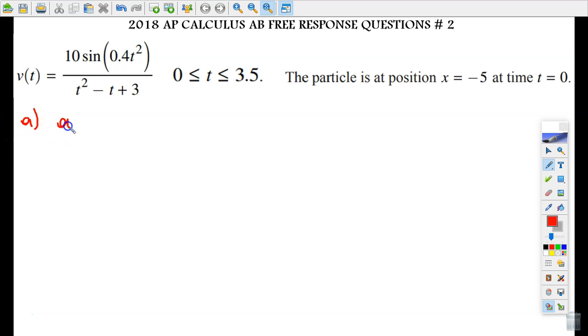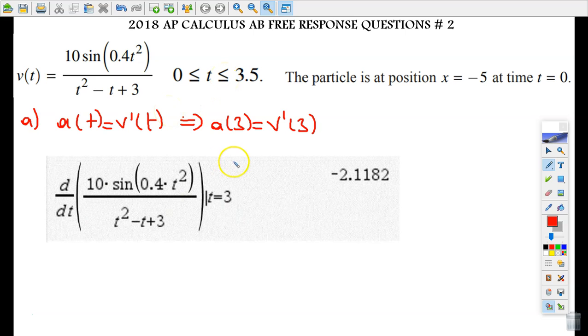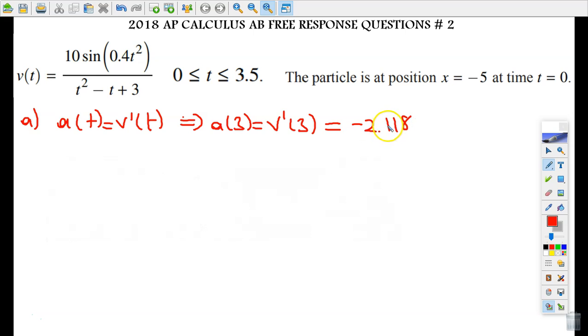We know that acceleration is the instantaneous rate of change of velocity. So a of 3 is going to be equal to v prime of 3. Since this is a calculator permitted problem, if we use our calculator, this value is going to be equal to -2.118. That means the acceleration of the particle at time t equals 3 is -2.118.